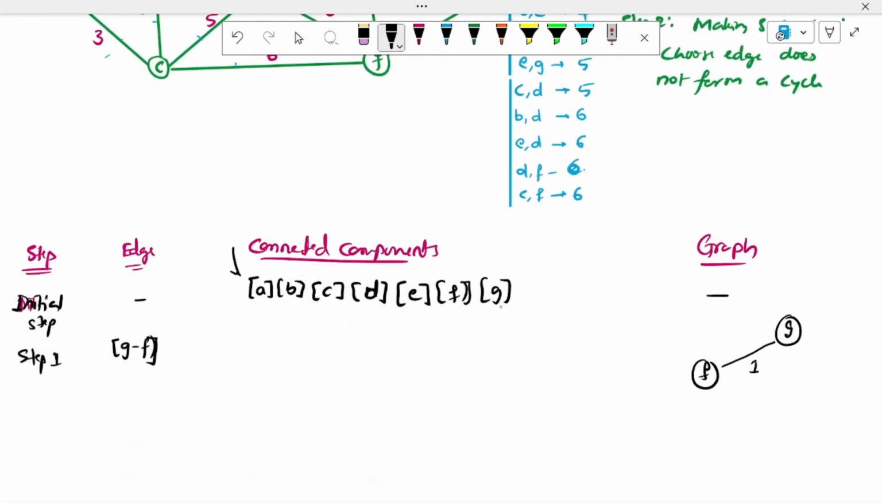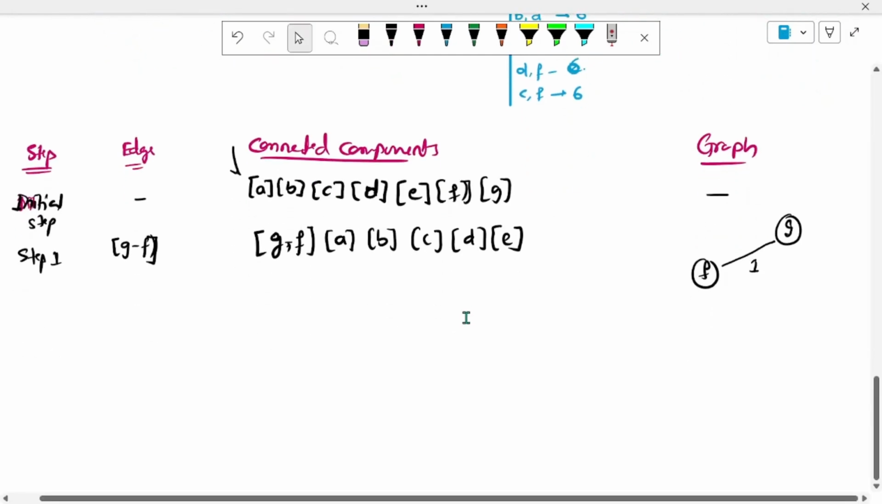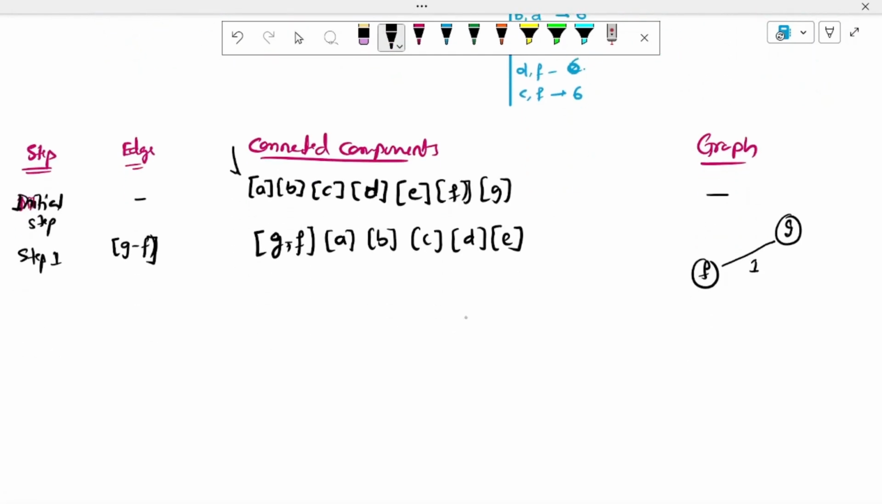Now when I added this edge, I got one of them connected. GF got connected, and write with a comma, and then A, B, C, D, and E are still separate. Means they are not added here. This is just a way of representing. Don't worry much about this. Now coming to step 2.